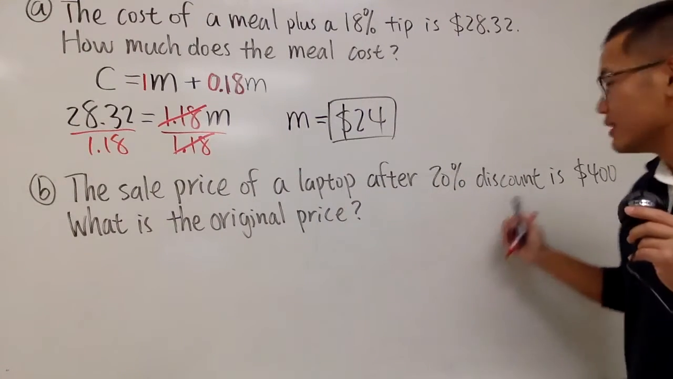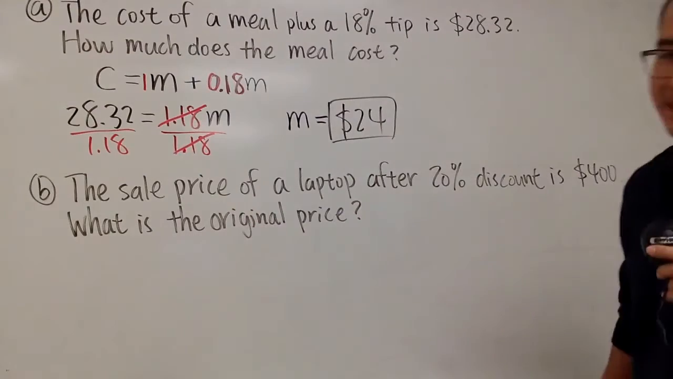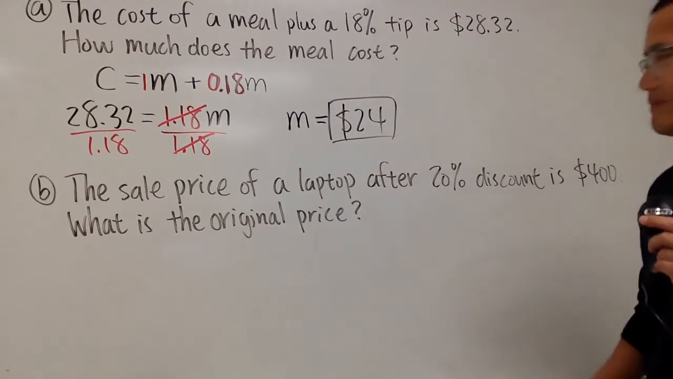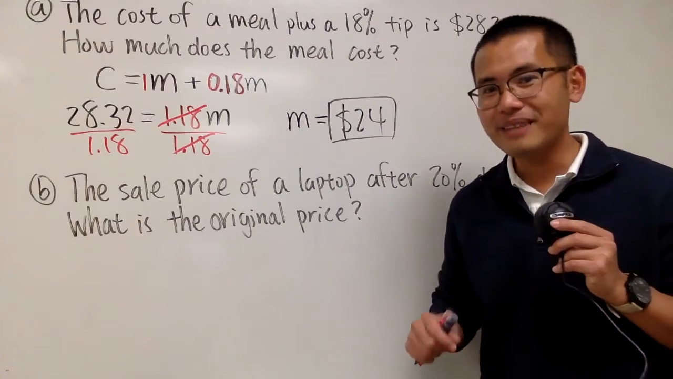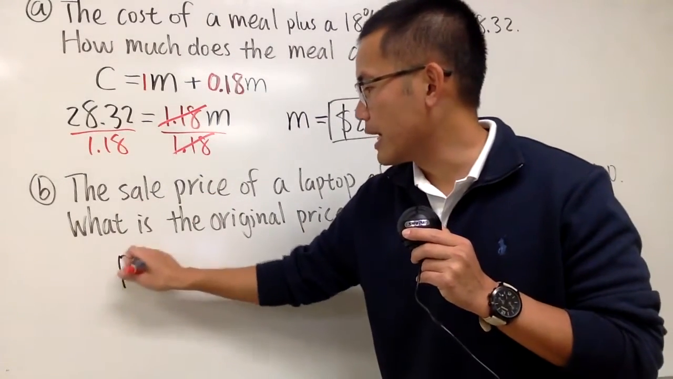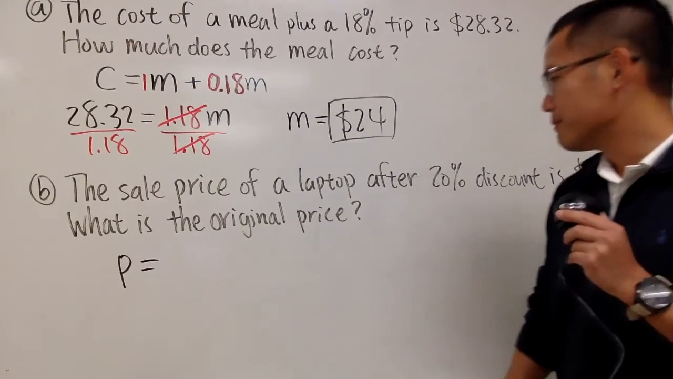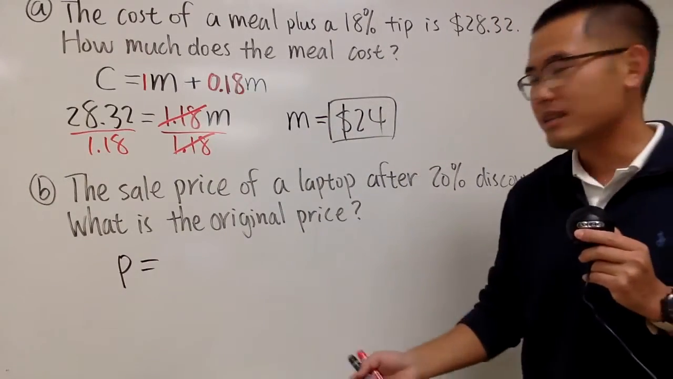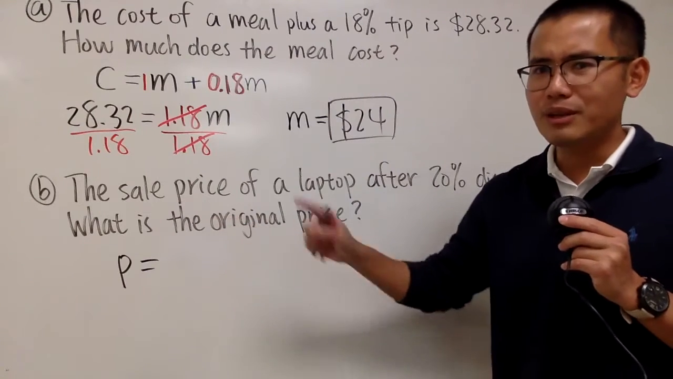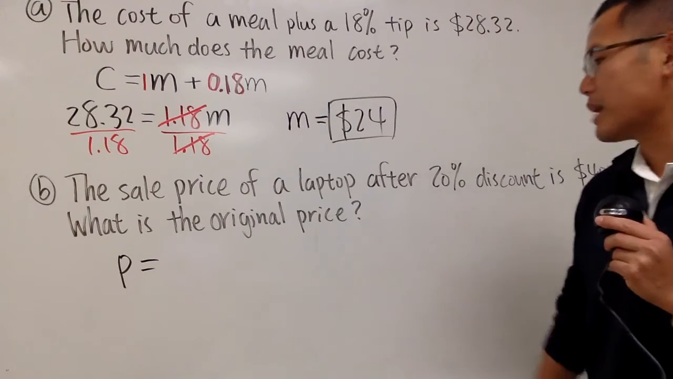All right, for the second one, it says the sale price of a laptop after 20% off discount is $400. And we are going to find out what is the original price. Well, we will do the similar thing, right? First, the sale price, let me just put on P for that, the price that we have to pay. Originally, I don't know what's the original price, and I don't want to use O because that looks like 0.